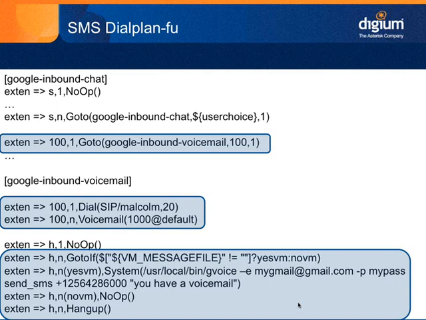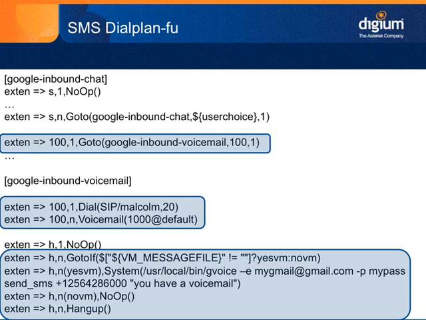We're going to use the H extension, which is the hang-up extension. So when the calling party hangs up, the Asterisk dial plan begins executing whatever the H extension says to do. After a no-op, we're going to call the GoToIf application on the VM message file channel variable. If you want to know more about the channel variables, you can go to the Asterisk wiki. If the variable is not equal to null, we go to a label in the current extension handler called yesVM. If the variable is equal to null, then we go to a label called noVM.